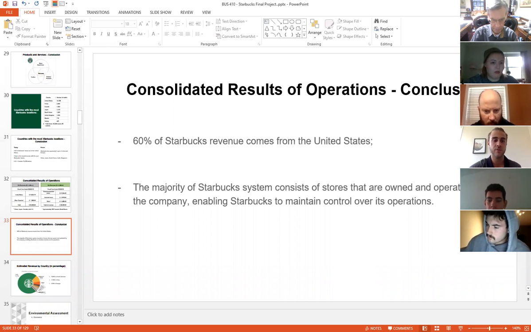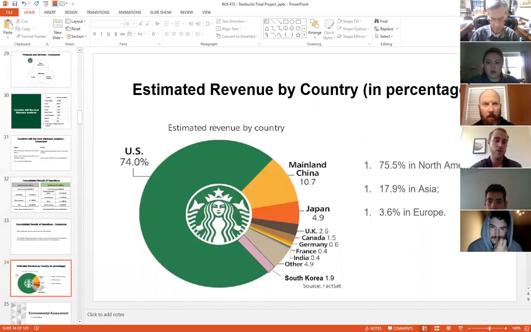60% of Starbucks revenues come from the United States, and the majority of Starbucks system consists of stores that are owned and operated by the company. And it enables Starbucks to maintain control over the operations. And here's just the revenue by country. 75% of Starbucks revenue is in North America, 18% in Asia, and just 4% in Europe. Good.